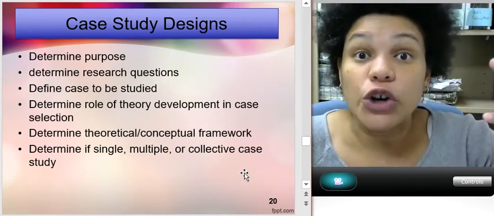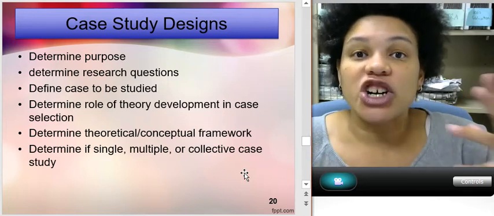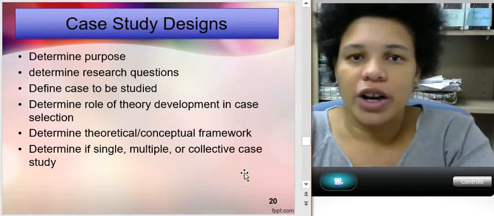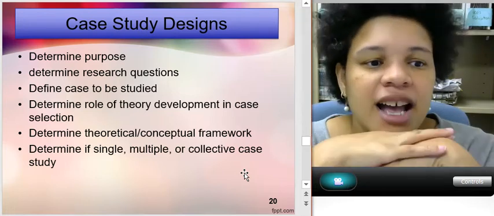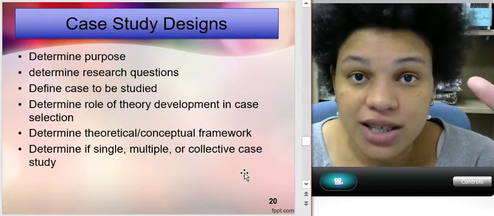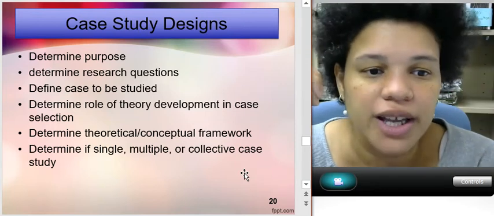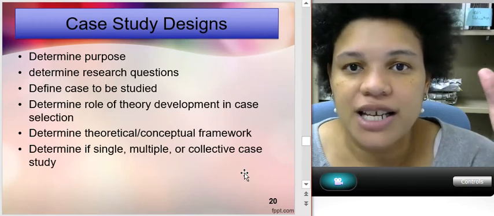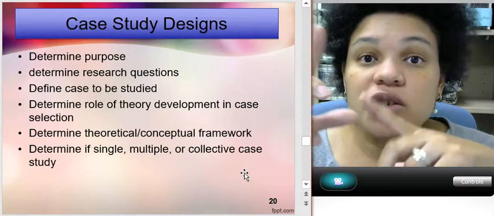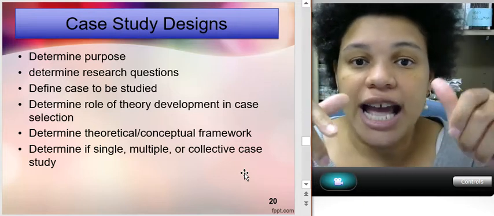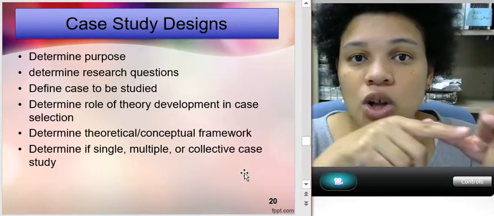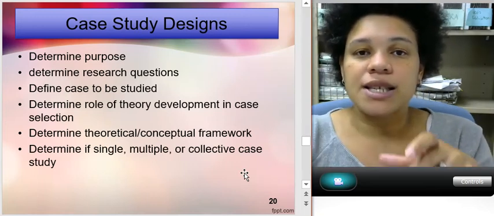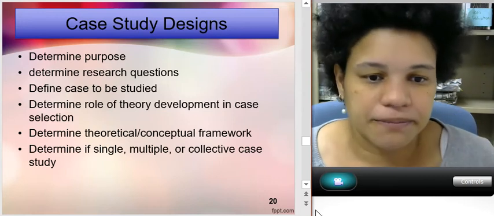I determine the role of theory development and case selection. So if I have a theory about decision making in charter schools, that's going to help guide where I decide to study. I have a theoretical or conceptual framework that I'm usually going in with, and I'm going to decide if it's a single, multiple, or collective case study. So am I only going to be looking at one charter school? Am I going to be looking at decision making at a charter school, a traditional public, and a private? Am I going to be looking across 3 or 4 charter schools, that kind of thing?